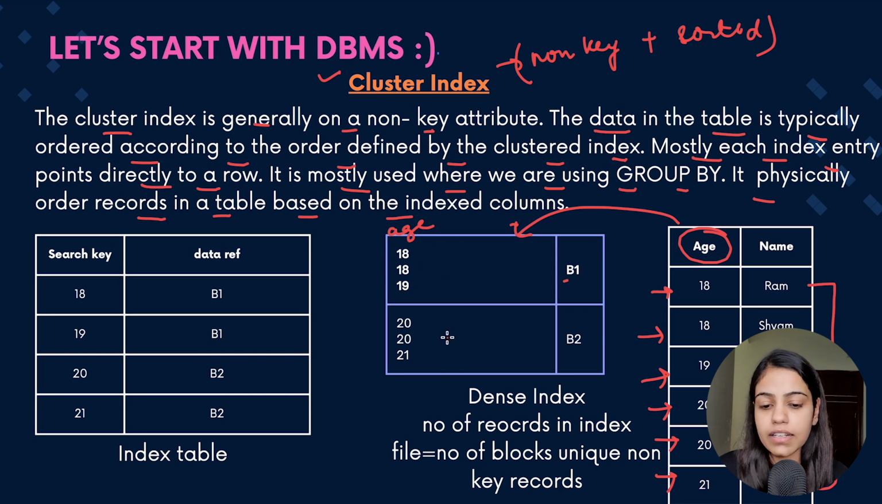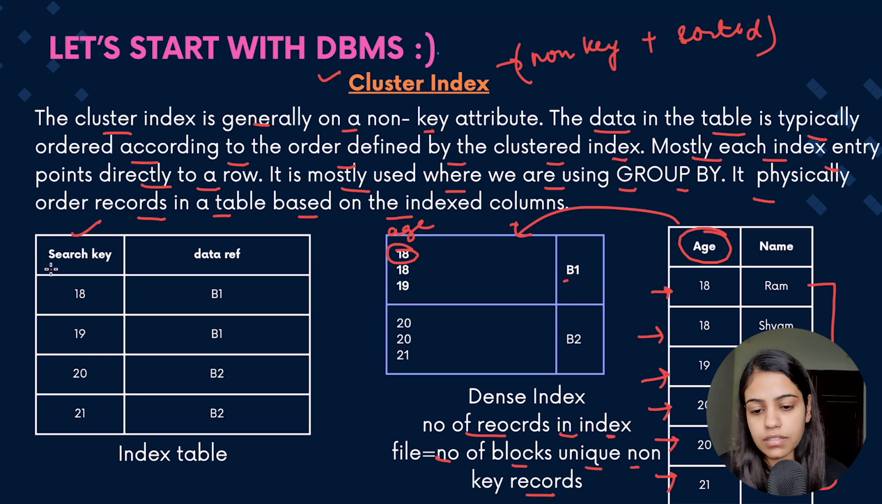So we need to do a dense indexing here. Now in the dense indexing, what we will do is we will only provide the entry for the unique non-key attributes. We won't go ahead and provide entry for 18 2 times, 19 1 time, again 20 2 times. We'll only provide for the unique entry. So the number of records in the index file will be equal to the number of unique non-key records.